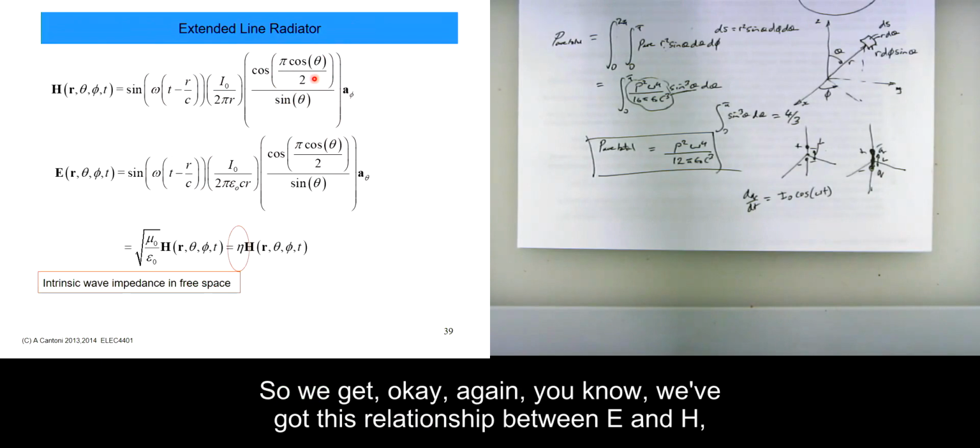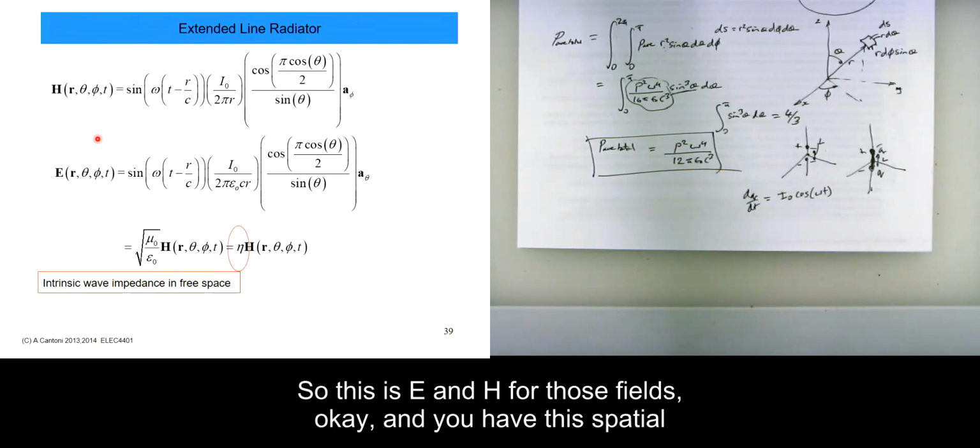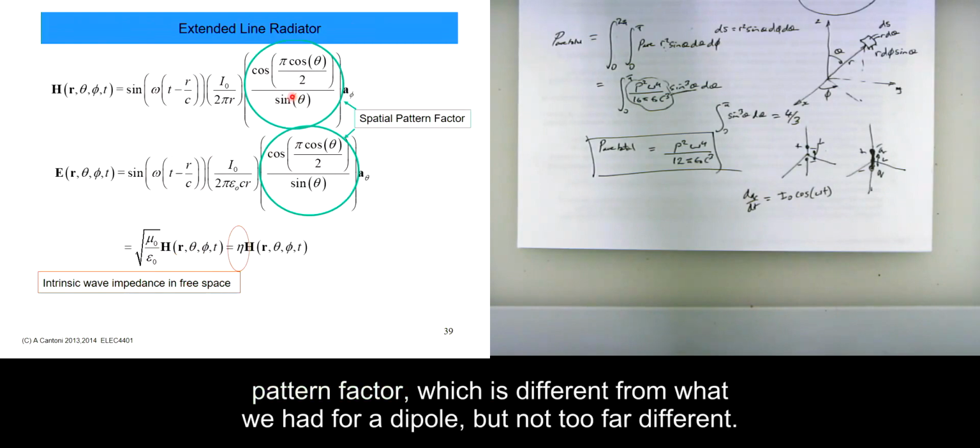Again, we've got this relationship between E and H, the intrinsic wave impedance of free space. So this is the E and H for those spatial fields, and you have this spatial pattern factor, which is different from what we had for a dipole, but not too far different.